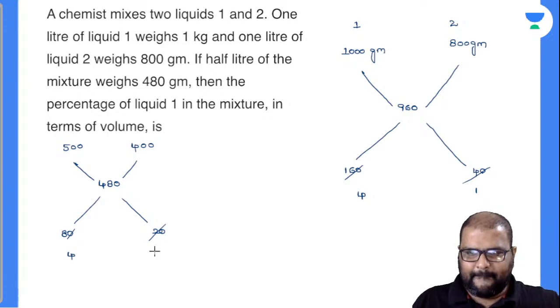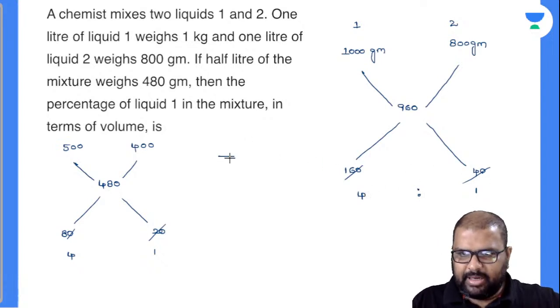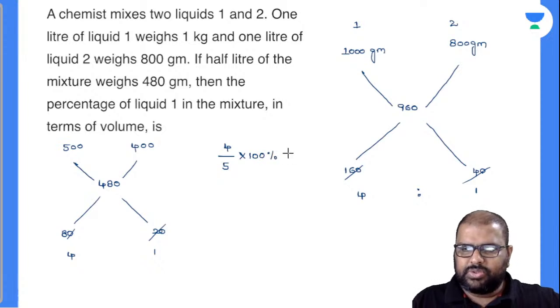4:1. So liquid 1, total how many parts are there? 5 parts are there, liquid 1 plus liquid 2. Out of these 5 parts, 4 parts is liquid 1, into 100, because you are asking percentage value there. So is it 80%? And this is my answer there.